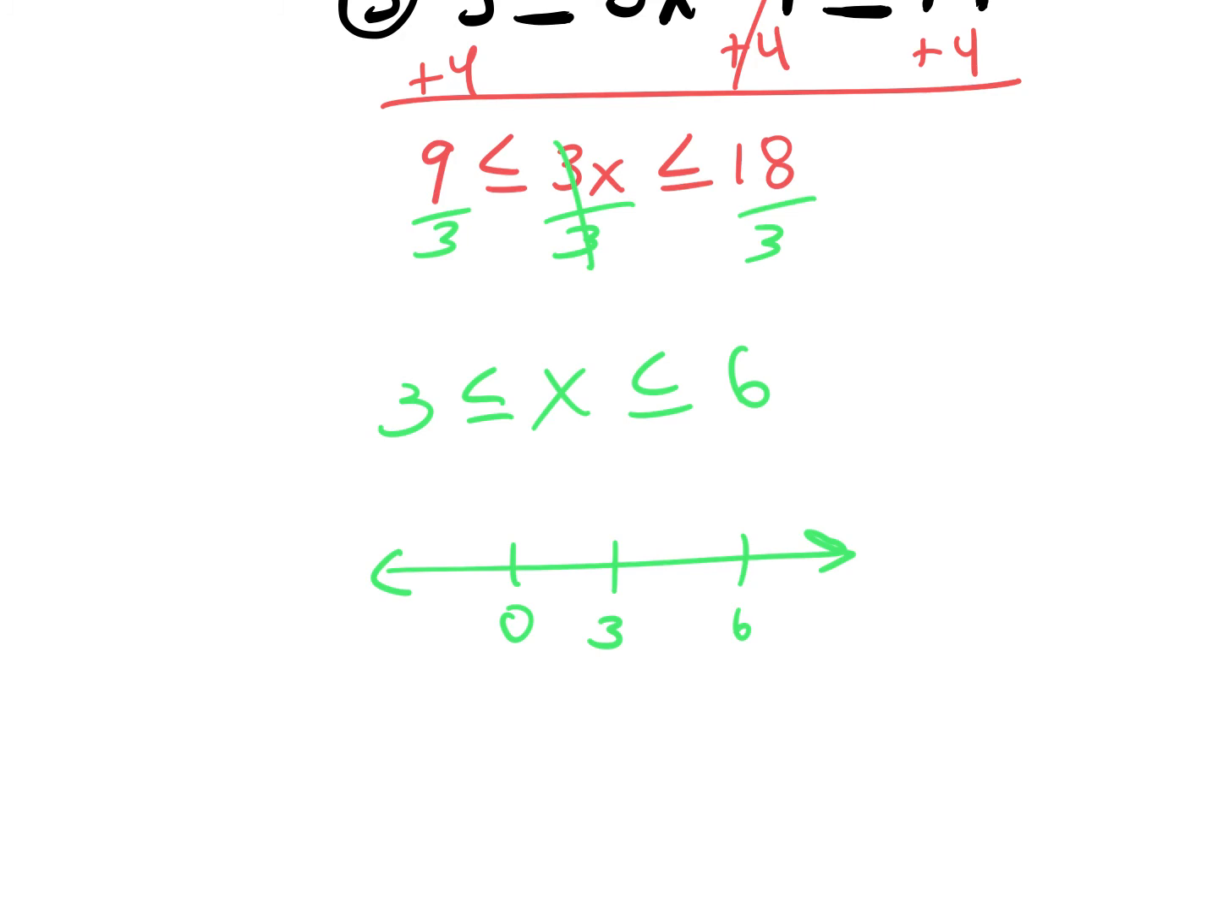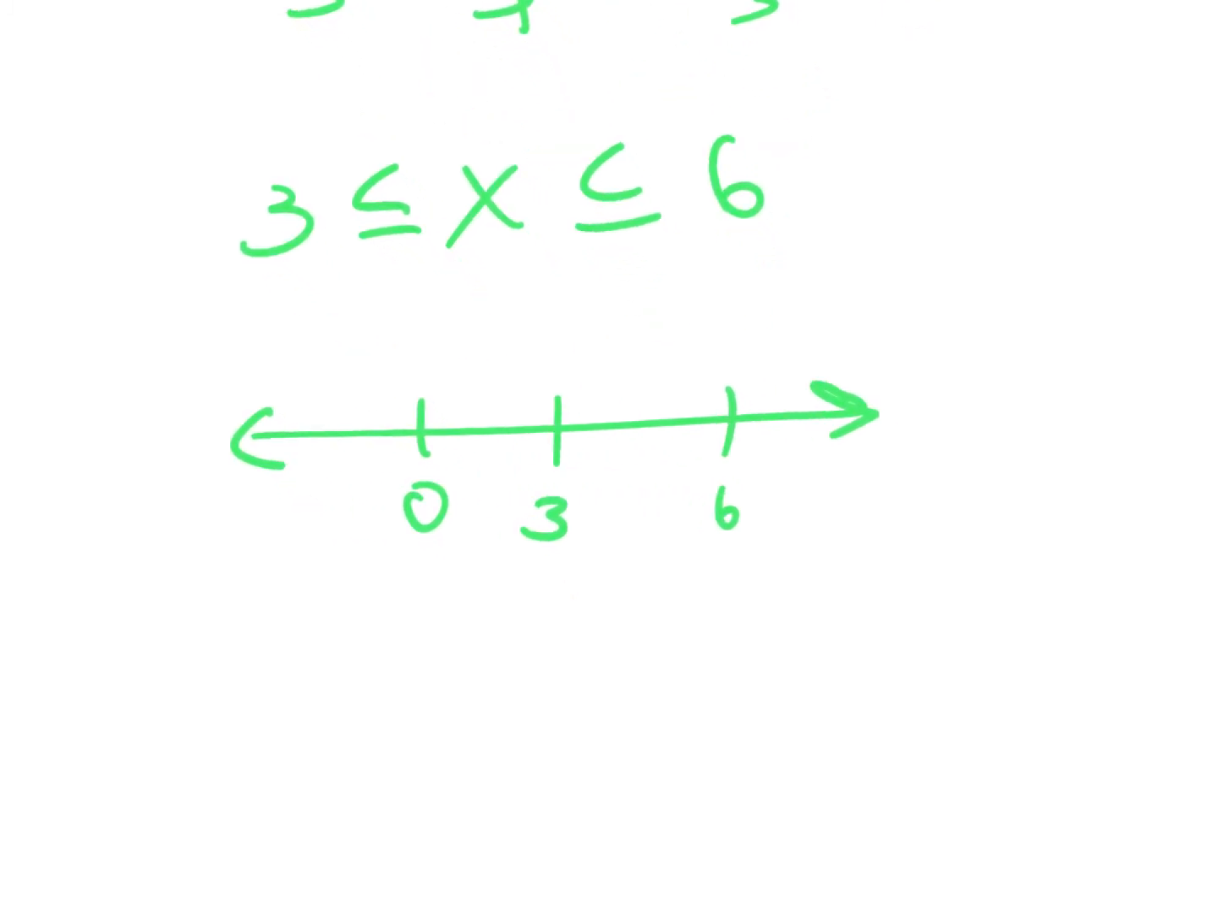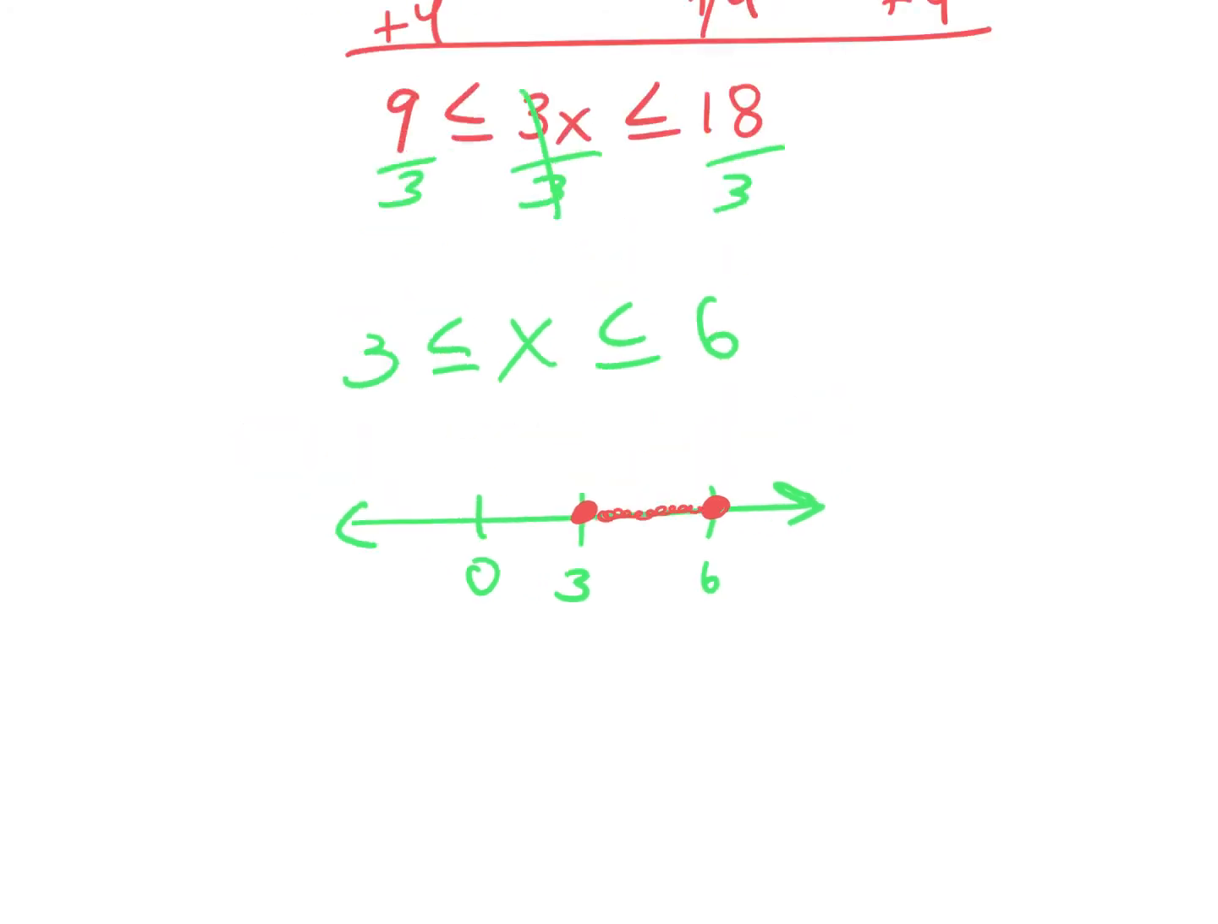What happens? Where are my dots? Where did the dots go? 3 and 6. What kind of dots do I have? Both of them are colored in, closed. And where am I coloring? In between. Good. I want all this stuff in between 3 and 6. So if I plug 0 in, should it work? No. Let's go back and look.